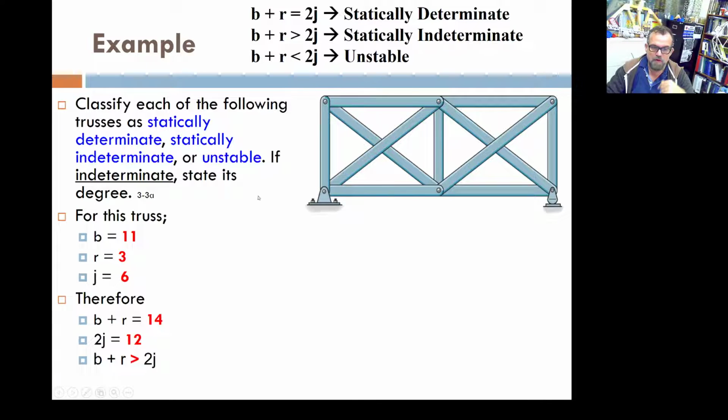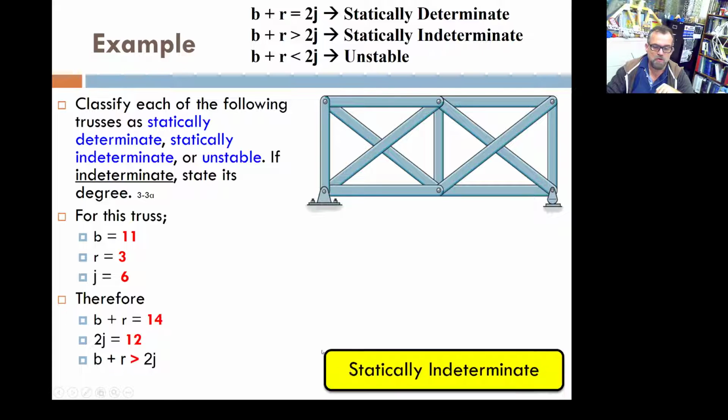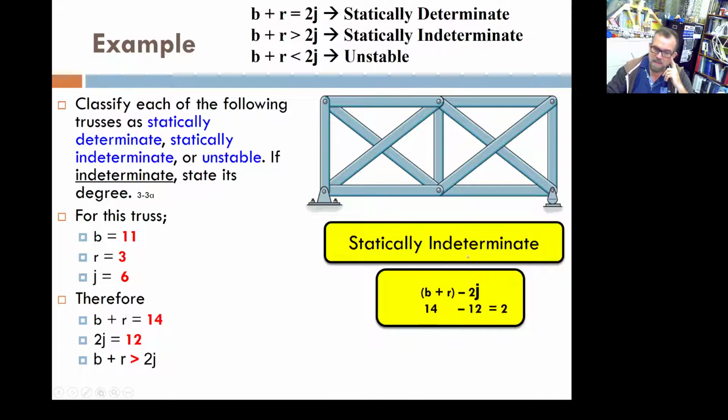But anyway, if you count the number of bars, it's 11. The number of reactions, once again, is 3. Number of joints is 6. Therefore, you're going to have 14 unknowns, 12 equations, and 14 minus 12 means that this is going to be statically indeterminate of second degree.